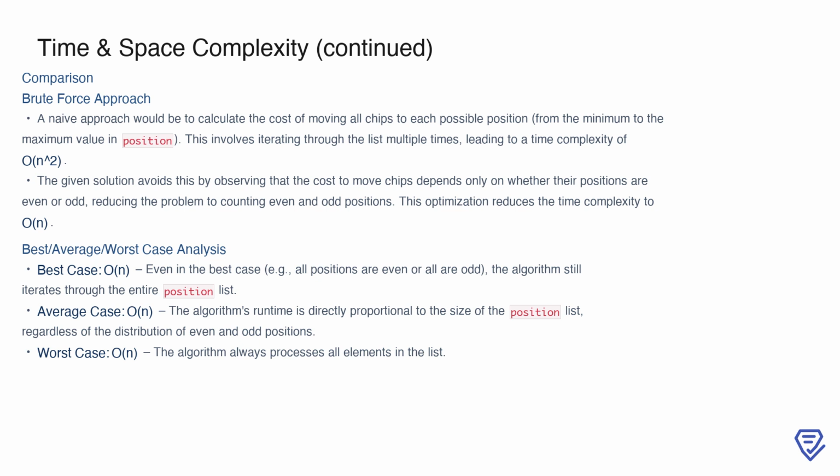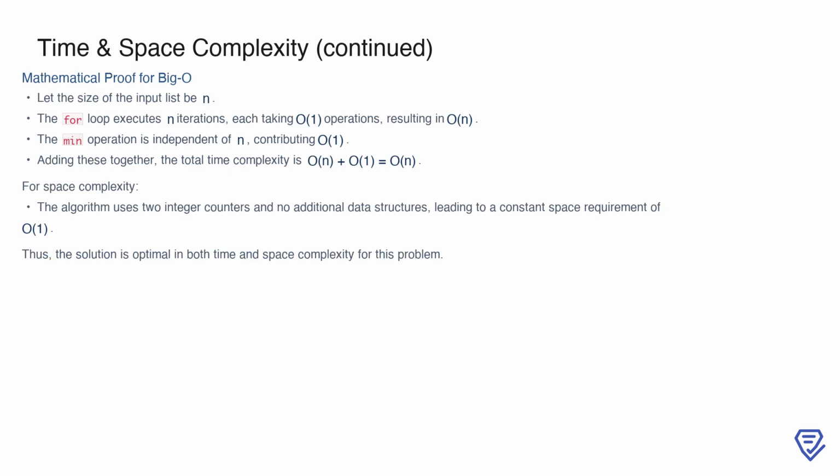Now looking at the best, average, and worst case scenarios, the runtime remains O(n) in all cases. This is because the algorithm always processes the entire position list, regardless of the distribution of even and odd positions. Whether all positions are even, all are odd, or there's a mix, the runtime is consistently proportional to the size of the input. To formally validate the time and space complexity, we can use a mathematical proof.